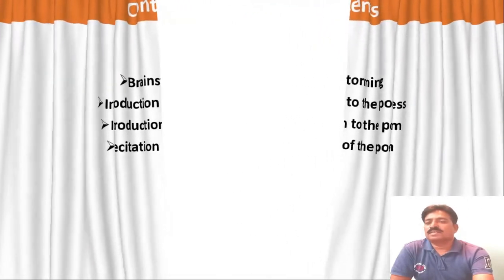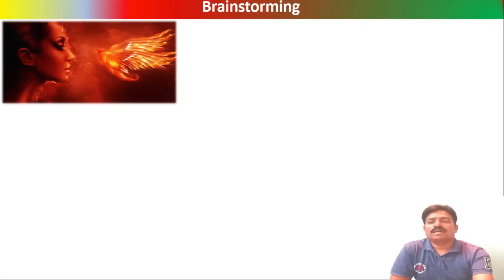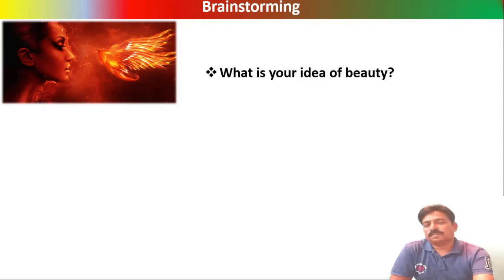Well, let us come to the first and foremost point. The point is brainstorming. Brainstorming is intended to know the previous knowledge about the text poem that we are going to discuss. Let me ask you some questions. I am sure you are able to answer those questions. The first question is, what is your idea of beauty? Everybody knows the word beauty, and everybody is expert in defining the word beauty. I am sure all of you can answer this question.